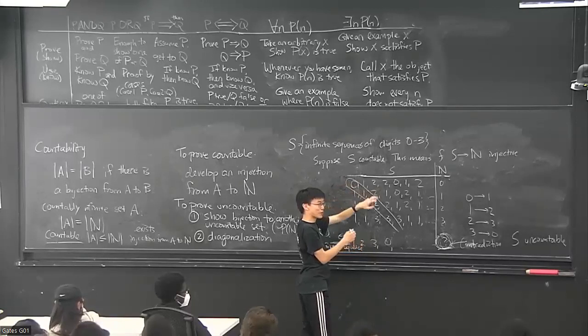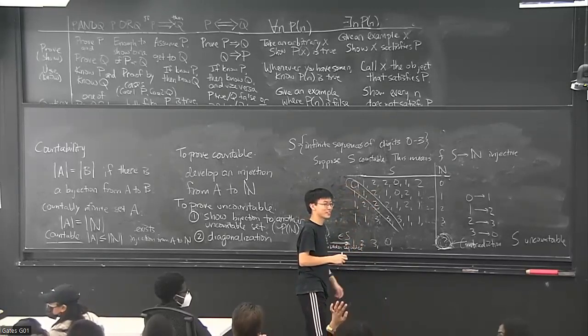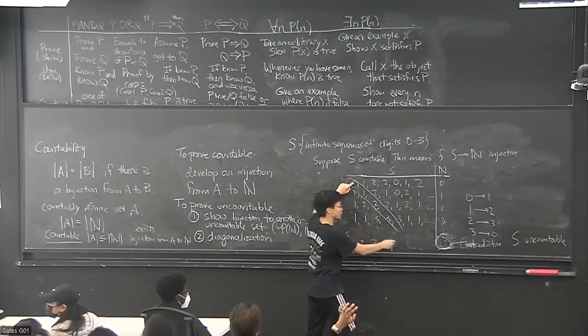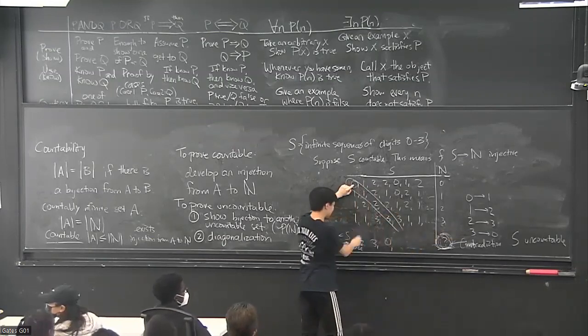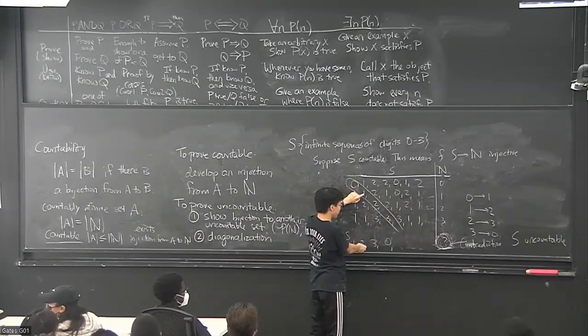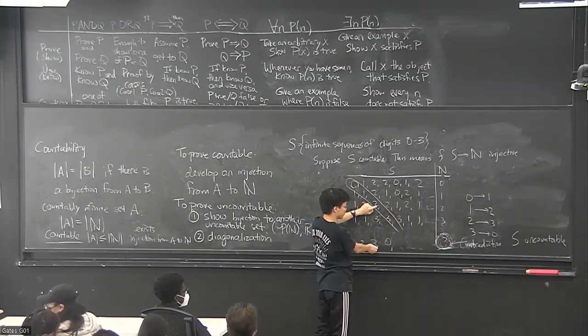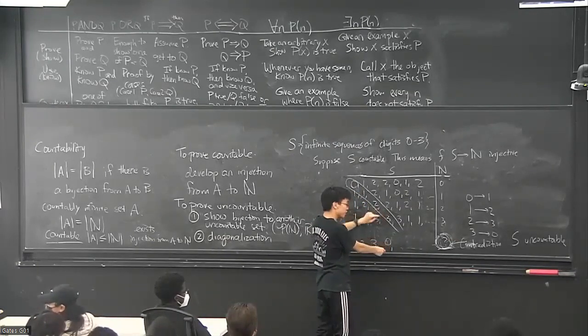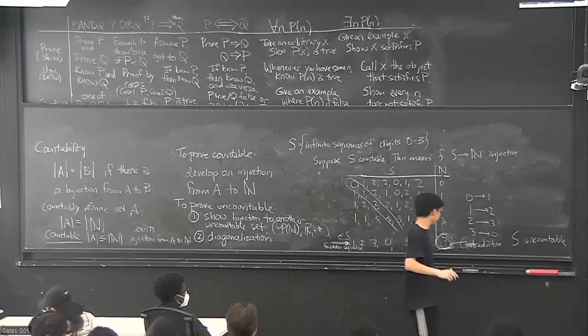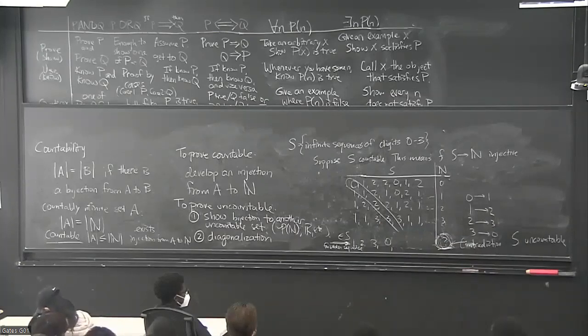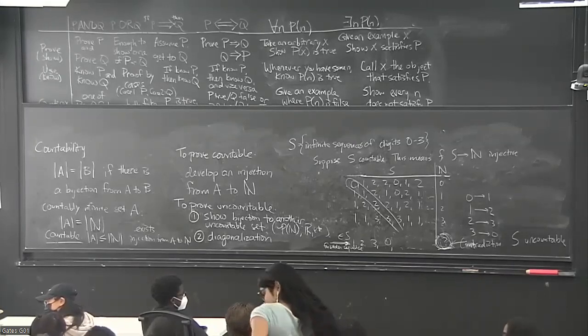No better reason than it works. The rule is this: I see a zero, I put one. I see a one, I put two. I see a two, I put three. I see a three... What you want is that sequence different from every row by at least one place. So it's different from every row by at least one place.